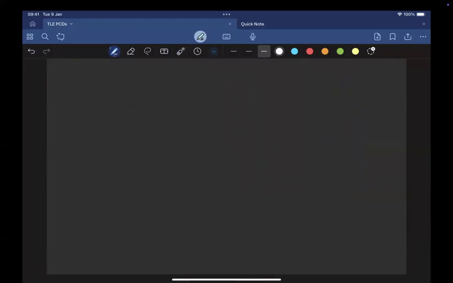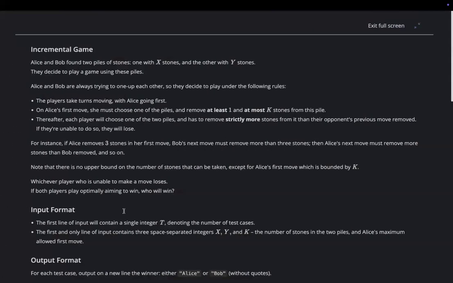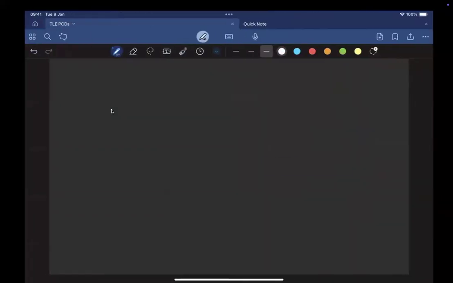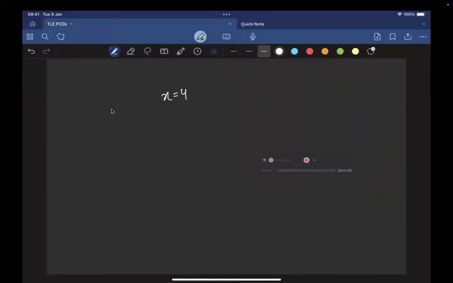So all you had to do was just think about some different cases. Like let's just take a simple example test case: x is 4, y is 4, and k is 10. Right after reading the problem, you will definitely go to the sample test cases if you don't know the solution.